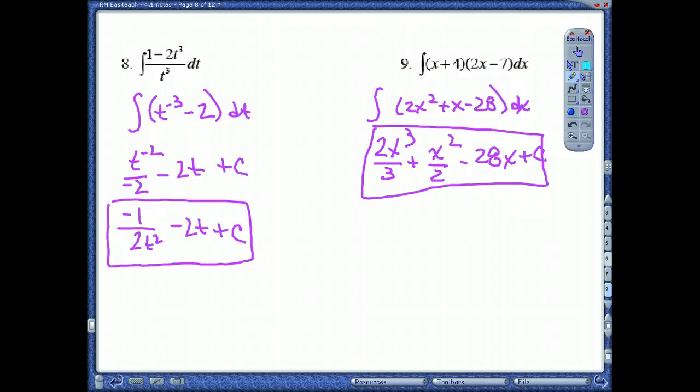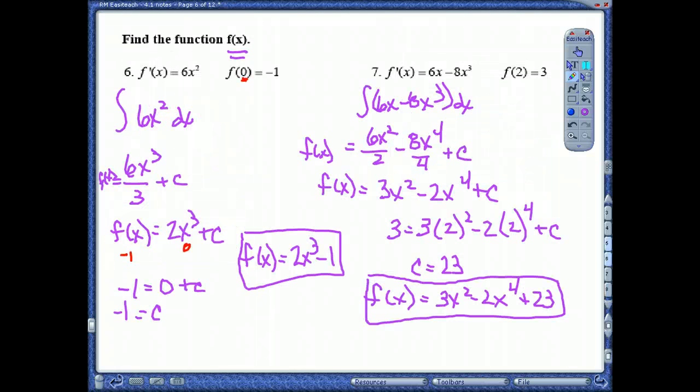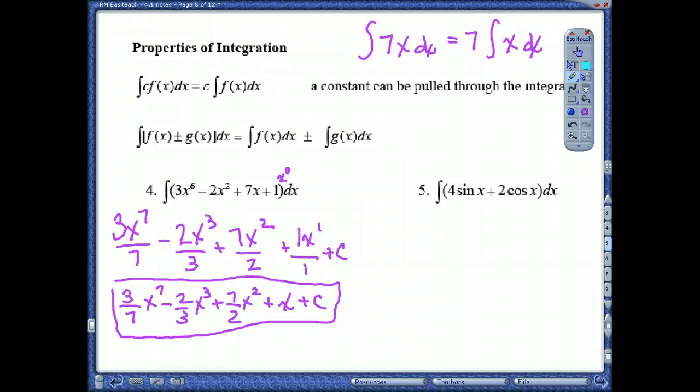Now let's go back to that one trig function that we skipped. Let's go back to number 5 here, because we've got the nice, pretty easy ones. When you're taking the integral of 4 sine, that's 4 times the integral of sine. The integral of sine is negative cosine, so that's going to be negative 4 cosine. The integral of 2 cosine is the same thing as 2 times the integral of just plain cosine. That coefficient's along for the ride. So that'll be 2 sine of x plus c.